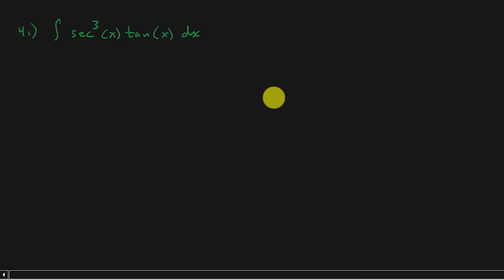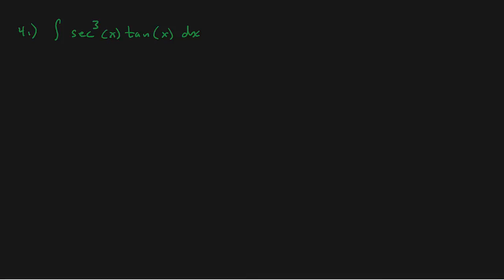All right. So what about this one? We've got secant is odd. Hopefully you're catching on to what we're doing here. Basically, what we want to do is separate things. We want to let u equal something, and then when we take the derivative of u, we want that du to be in the integral.